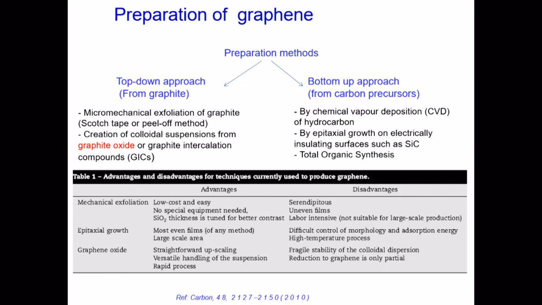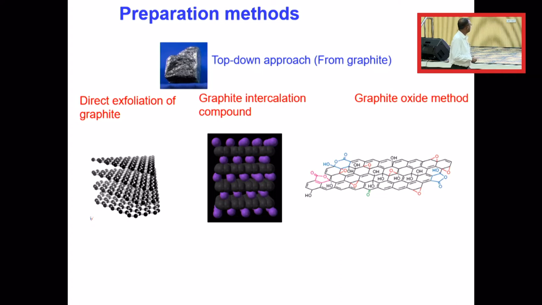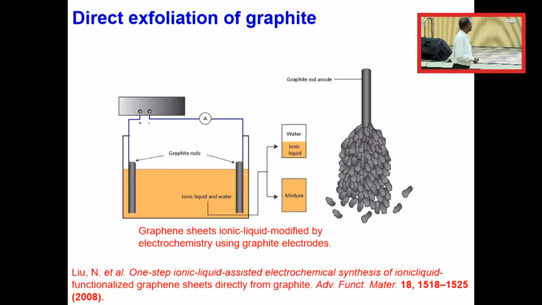In the top-down, it is mainly by exfoliation. In the bottom-up, mainly by organic synthesis or by Hummers' process. Exfoliation or intercalation or by Hummers' process. Exfoliation is a very, very simple process. I will try to show the video if the time permits, right?